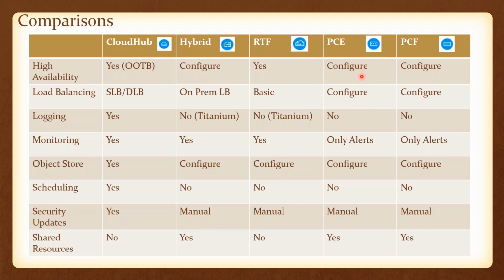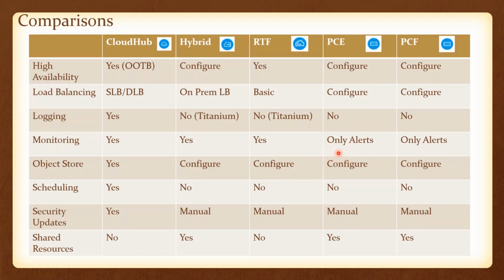Private Cloud Edition, again, high availability, we need to configure. Load balancing, we need to configure that as well, because even the runtime plane and control plane are both on the on-premise data center, so we can leverage the existing load balancer present with the organization. Logging using the control plane: the logs that we are able to see on the control plane in case of CloudHub, those type of logs cannot be seen using the control plane. So you have to leverage third-party logging mechanisms like Splunk or ELK.